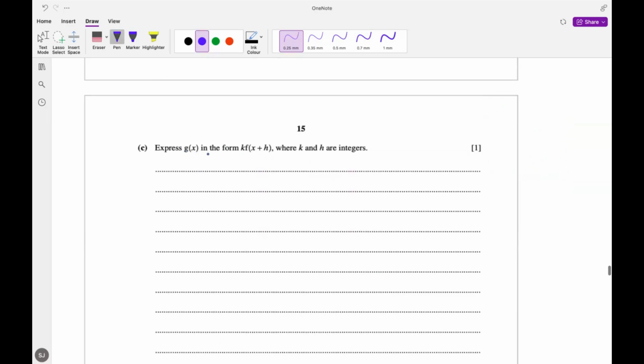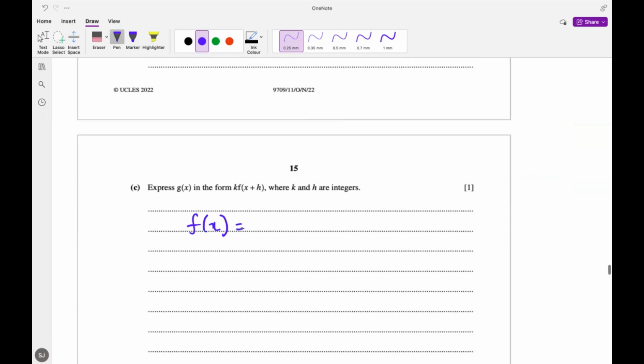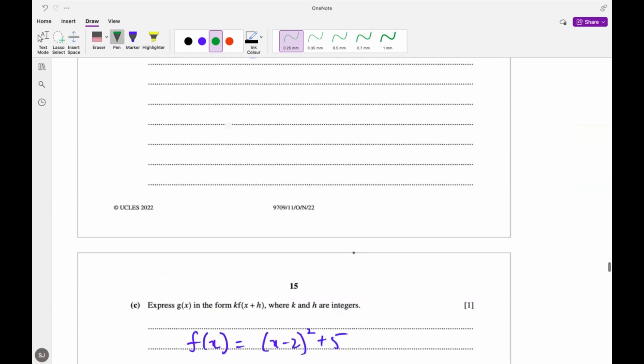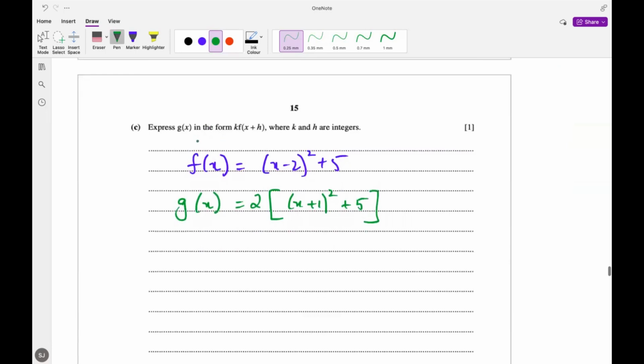In part C, we have to express g of x in the form k f of x plus h. Now f of x was x minus 2 whole squared plus 5. So first let's write f of x equals x minus 2 whole squared plus 5. And g of x, we converted it to the form 2 bracket of x plus 1 whole squared plus 5. So if we have to express g of x in the form k f of x plus h, it means we have to multiply the function f with a constant k and add a value of h up here to make it equal to g of x.